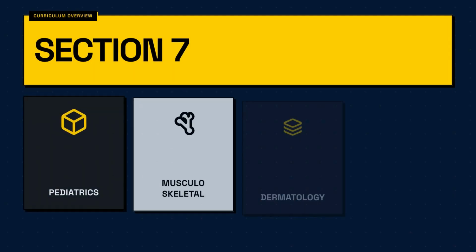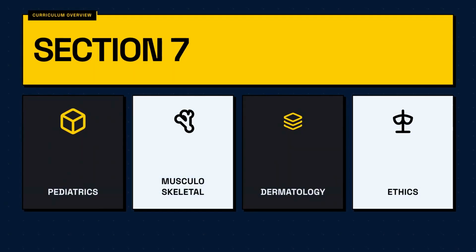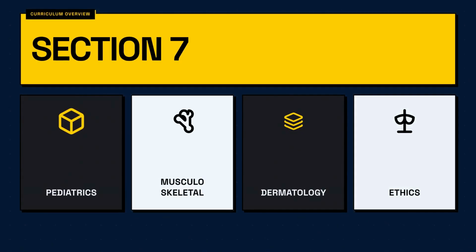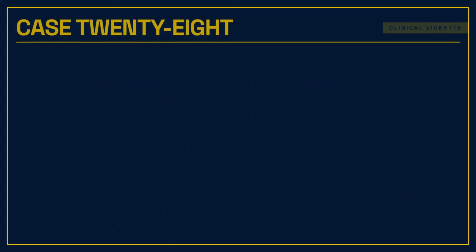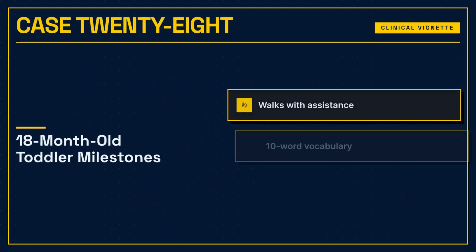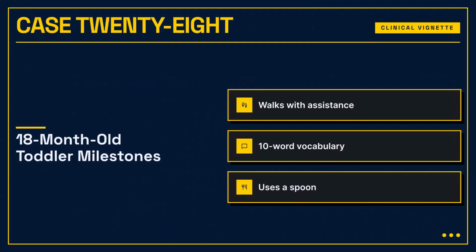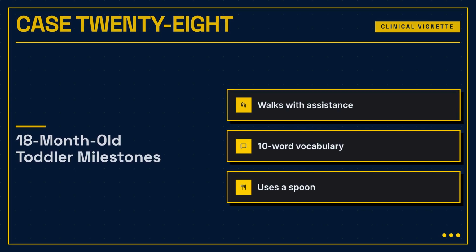Section 7. Pediatrics, Musculoskeletal, Dermatology, and Ethics. Our final high-yield integration. Case 28. A healthy 18-month-old toddler is brought for a well-child visit. He can walk upstairs with help, has a 10-word vocabulary, and can use a spoon. Which of the following is the most likely additional developmental milestone at this age?